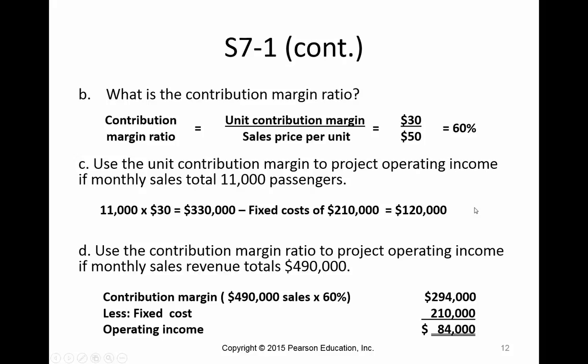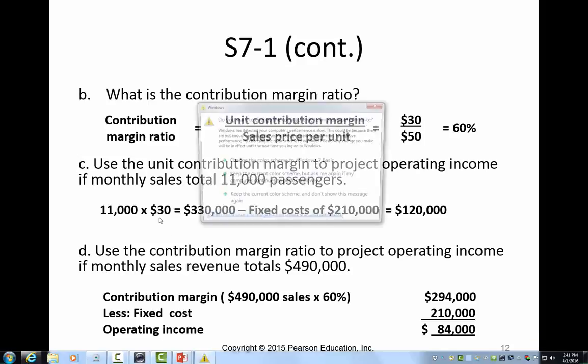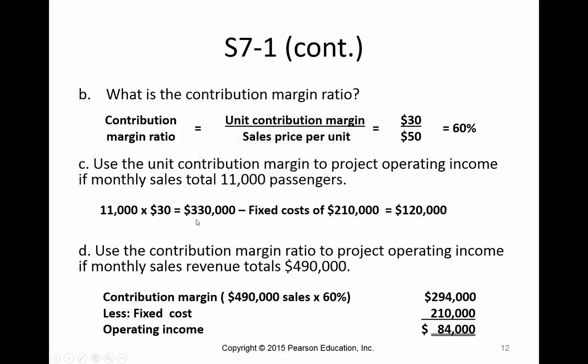Okay, now the second two pieces of this is, given the information that we have and using our contribution margin, how can we project operating income if our total sales is 11,000 passengers? Okay, so we have 11,000. We know our contribution margin is $30 per passenger. Multiply that and we get $330,000. Subtract our fixed costs. Remember, contribution margin is what is left over to cover fixed costs and make an operating income. So if we deduct our fixed costs, then we have $120,000 left over in operating income.